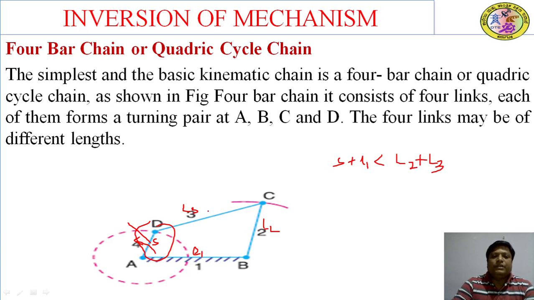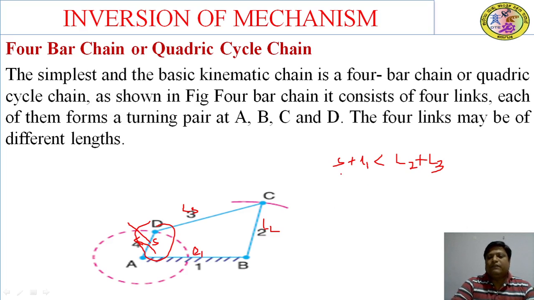Got it? So the 4-bar chain, or quadric cycle chain, is the simplest kinematic chain or simple mechanism, as you know. It consists of 4 links, each with a different length, and it has 4 turning pairs. Here the shortest link will revolve at the point A, so the rotary motion is transformed into oscillatory or reciprocating motion, or vice versa.